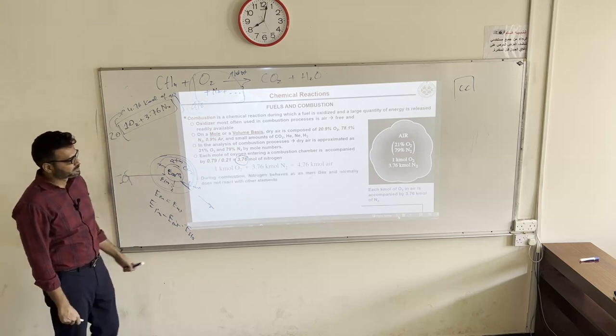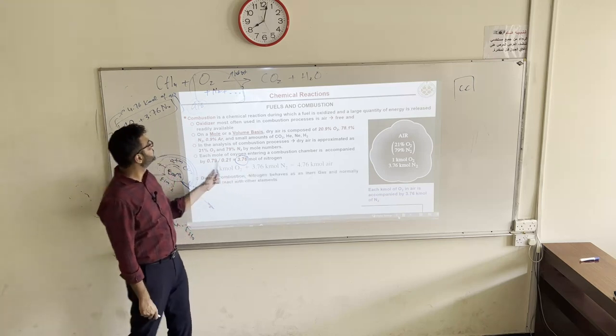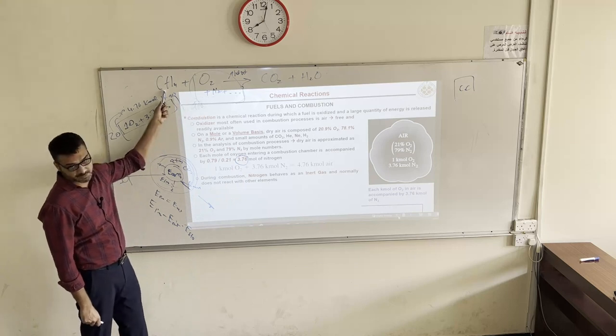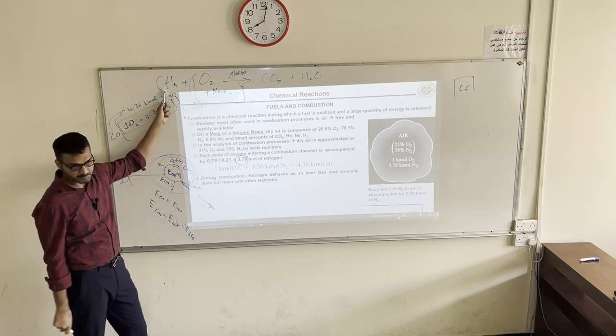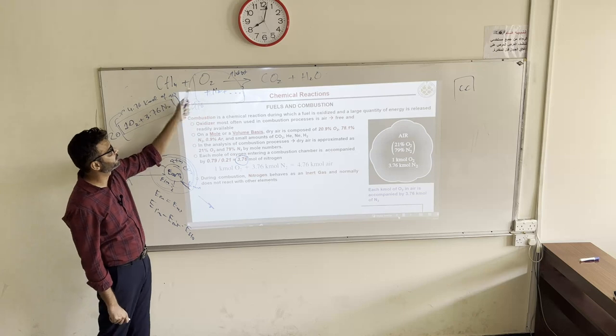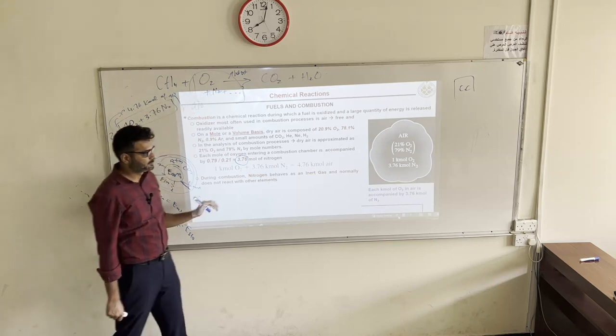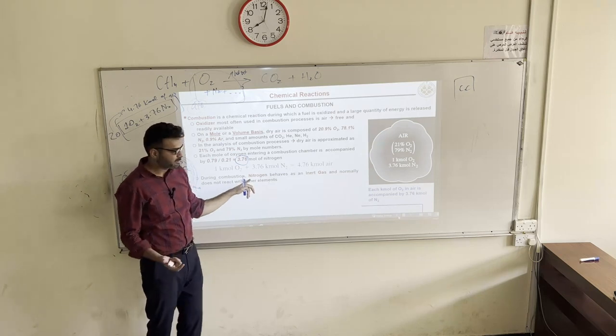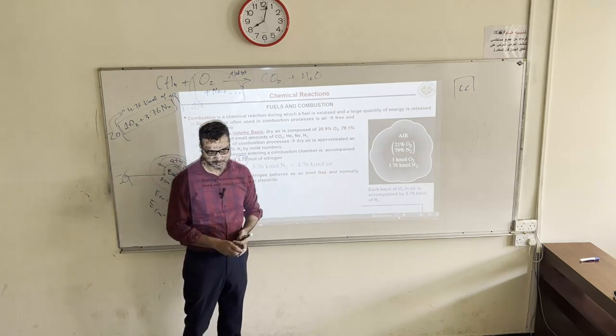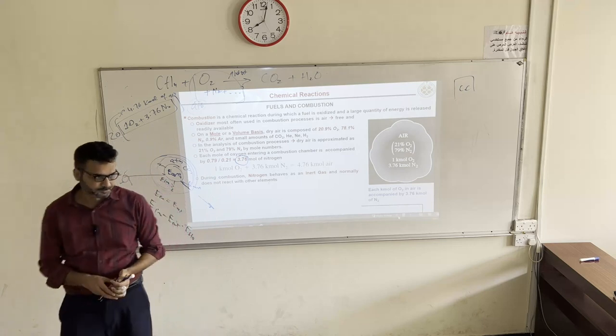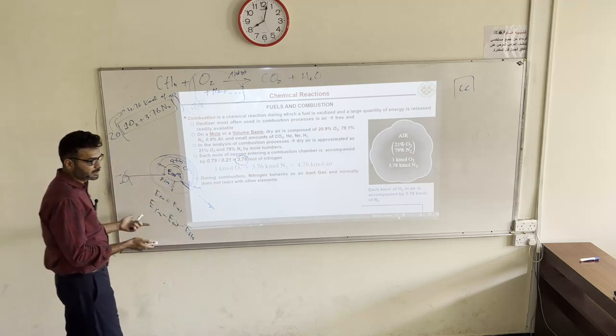Okay. So during combustion, nitrogen will not react. During normal combustion reactions, nitrogen does not react. It's only oxygen which reacts. So when nitrogen doesn't react, it is called an inert gas. Inert means it does not react during a chemical reaction.